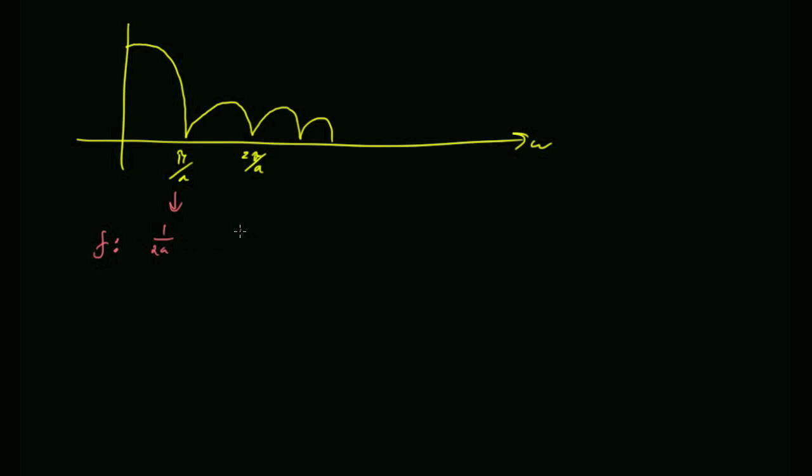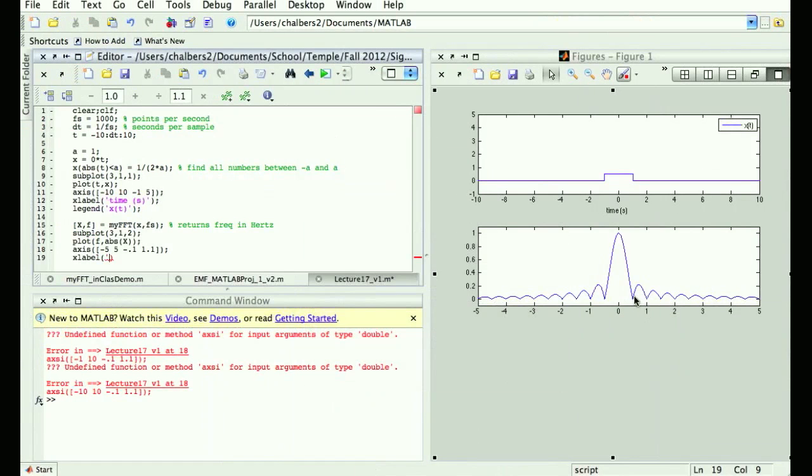3 over 2a. And if a is 1, that's going to be a half a hertz, 1 hertz, 3 halves hertz, etc. And that is exactly what I'm seeing. First zero crossings at half a hertz. 1, 1.5, 2, 2.5, 3, so on and so forth. So am I getting what I expect? Absolutely. Not close. I'm getting exactly what I expect. Which is nice.